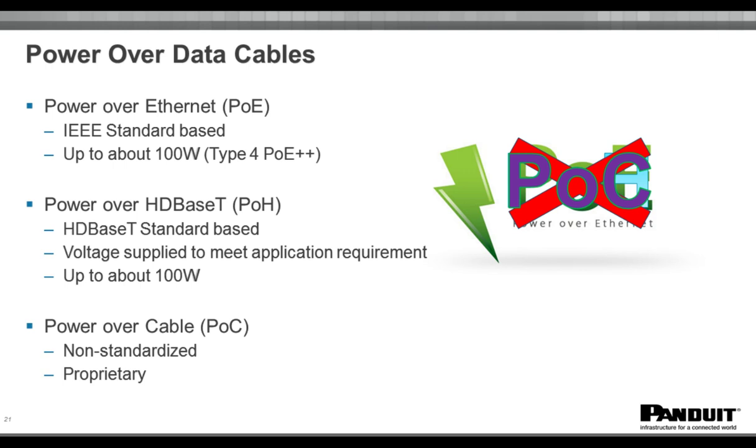The second one is power over HD-BaseT, also known as PoH. This is also standards based, but it is HD-BaseT standards based. It supplies voltage to meet the application requirement. So where PoE provides like a worst case scenario, with power over HD-BaseT, it's a little bit smarter and only provides the power that's required. It also supplies about 100 watts at the source.